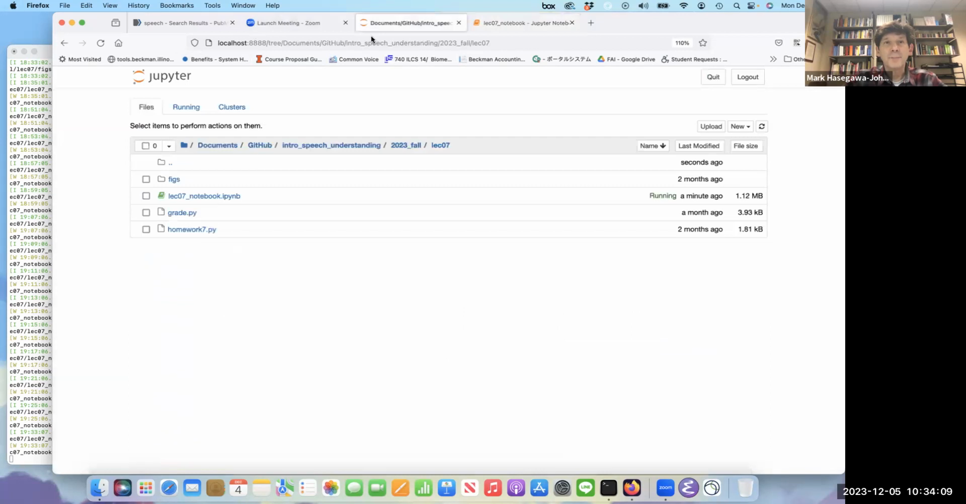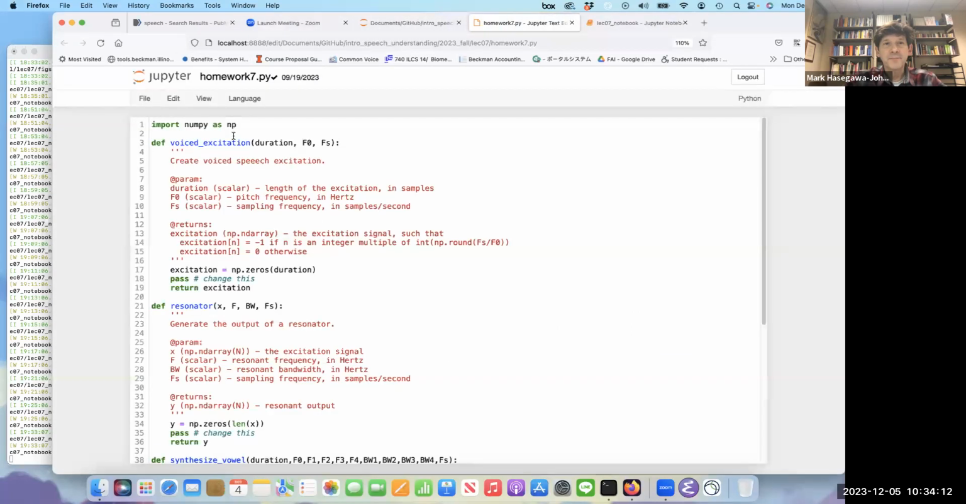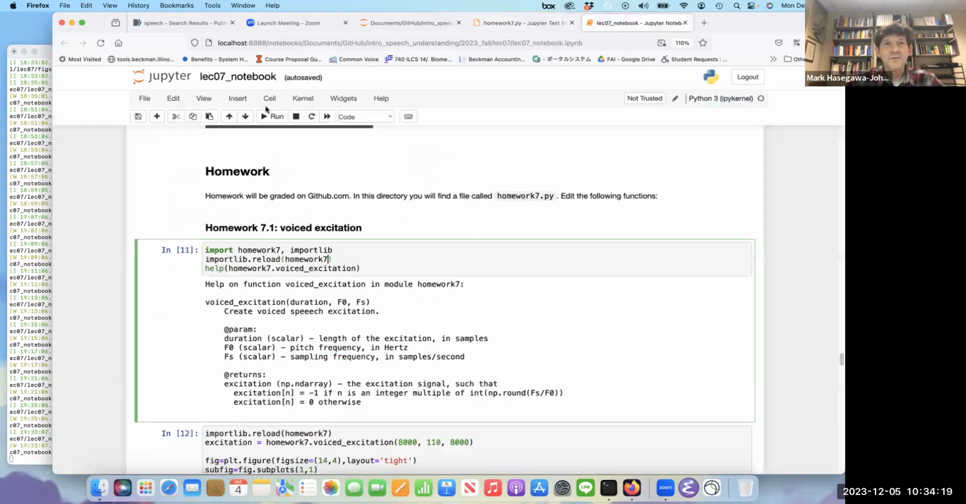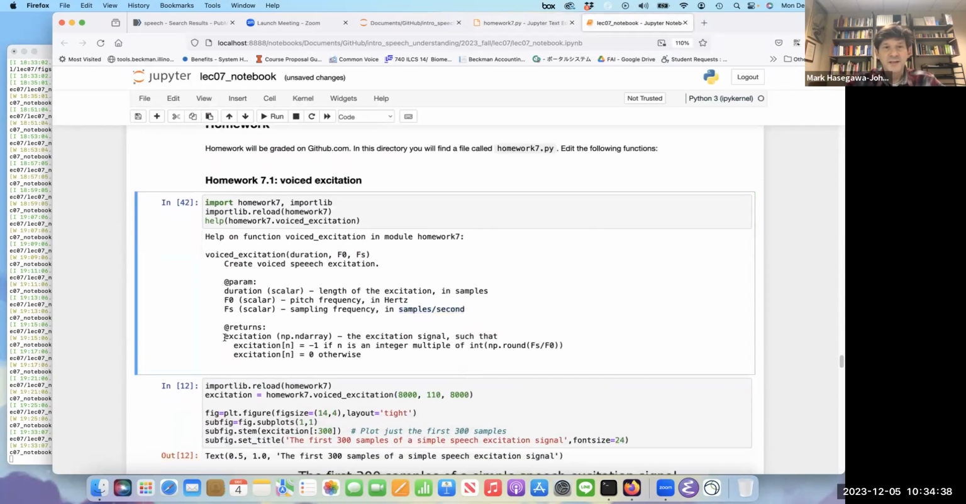So let me go ahead and open up homework7.py. You can see that there's voiced excitation, resonator, and synthesized vowel. For the voiced excitation, what we want to do is take as input the duration, which should be in samples, F0, which should be in hertz, and Fs, which should be in samples per second. And from those, we want to create an excitation which is exactly duration samples long, and its nth sample is -1 if n is an integer multiple of Fs over F0, and its excitation is 0 otherwise.